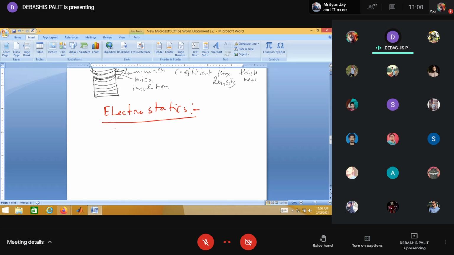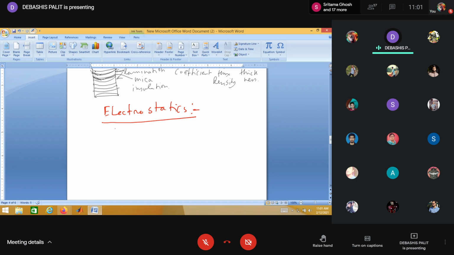If you want to know the breakdown strength of the insulator, then you have to increase the voltage. At some point the voltage will be sufficient to break down this insulation material, meaning current flows through the insulation, and that gives a measurement of the breakdown strength. Then high voltage is required. This static electricity is required, so this electrostatic application is used to measure the breakdown strength of the insulating material.